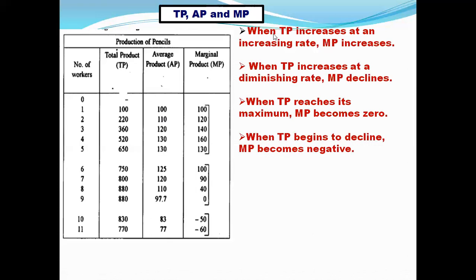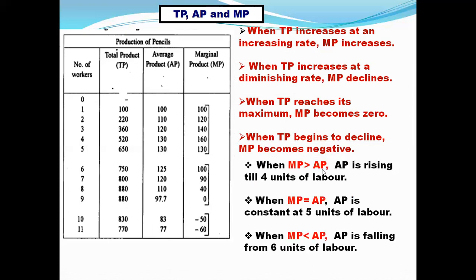For your convenience, I have written here: when TP increases at an increasing rate, MP increases. So till this point, till the 4th unit of labor, MP increases. When TP increases at a diminishing rate, MP declines. When TP reaches its maximum, MP becomes 0. And when TP begins to decline, here MP becomes negative.